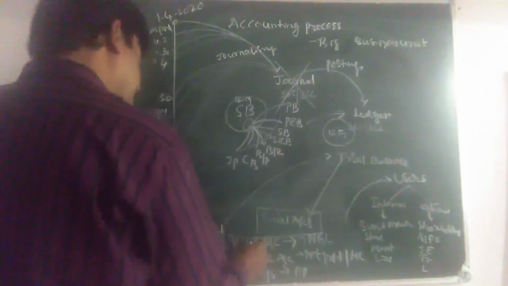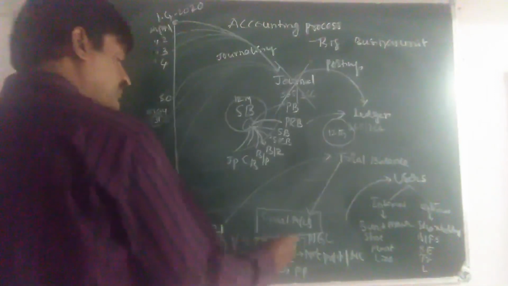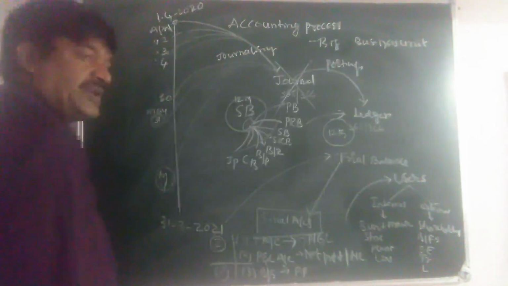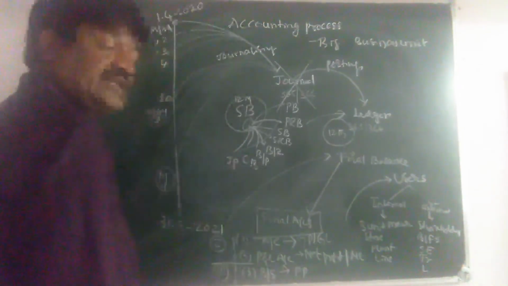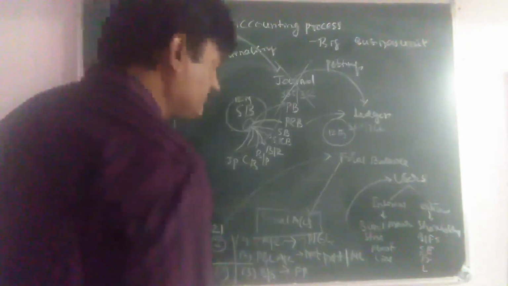Final account consists of trading account, profit and loss account, and balance sheet. Trading account is prepared to know the gross profit or gross loss of the business. Profit and loss account is prepared to know the net profit or net loss of the business, and the balance sheet is prepared to know the financial position of the business.